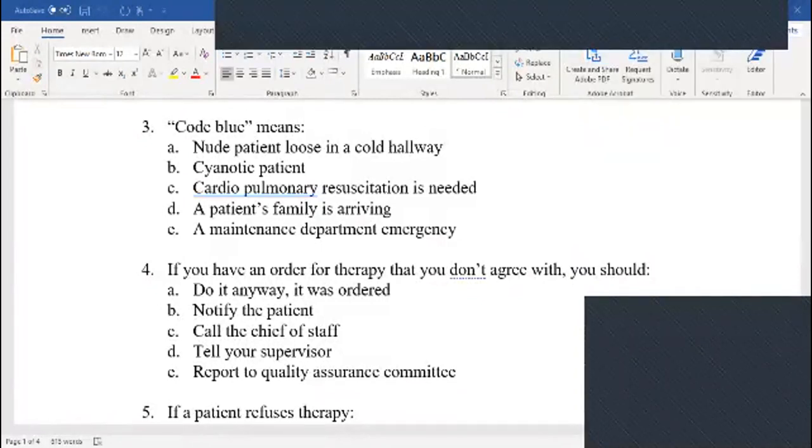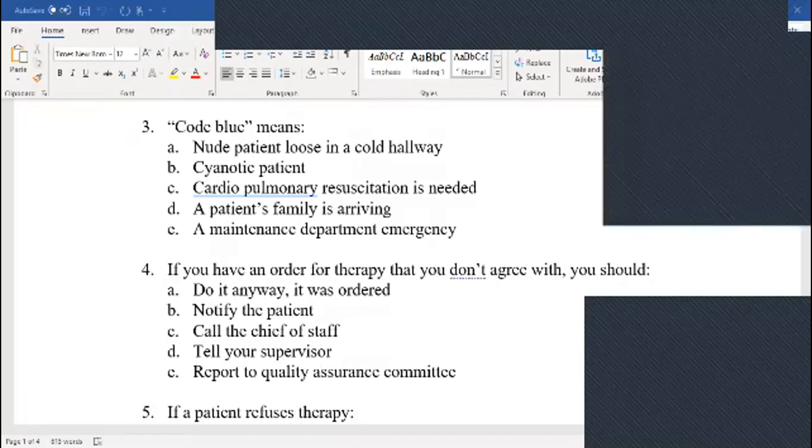Number 3, cold blue means what? Cassidy. C, cardiopulmonary resuscitation is needed. Good. Cardiopulmonary resuscitation is needed.